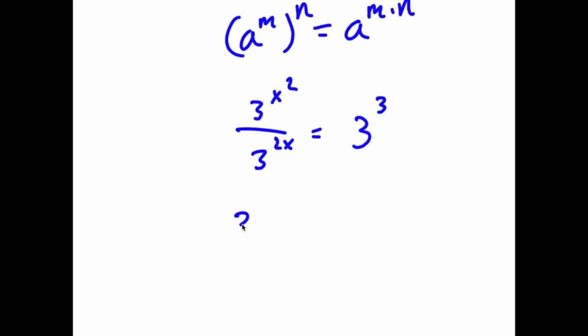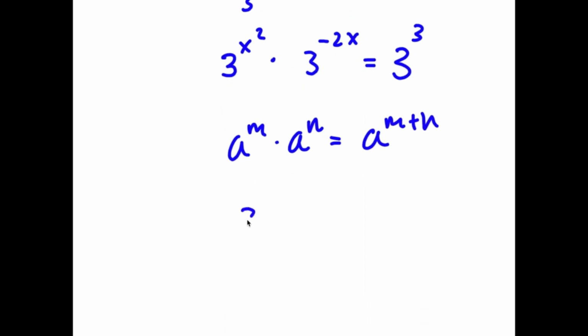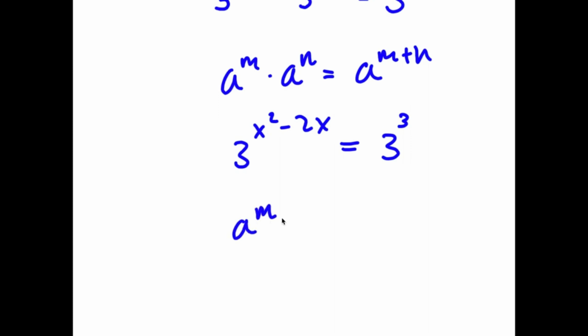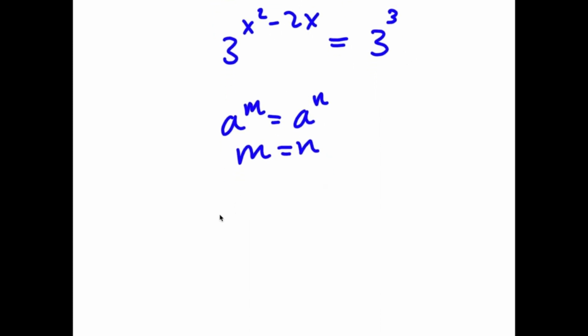And now I can rewrite this as 3 to the power of x squared times 3 to the power of negative 2x is equal to 3 to the power of 3. And a to the power of m times a to the power of n, this is equal to a to the power of m plus n. So this is going to equal 3 to the power of x squared minus 2x is equal to 3 to the power of 3. Now, if I have something in the form a to the power of m equals a to the power of n, this means that m is equal to n. So in this case, x squared minus 2x is equal to 3.